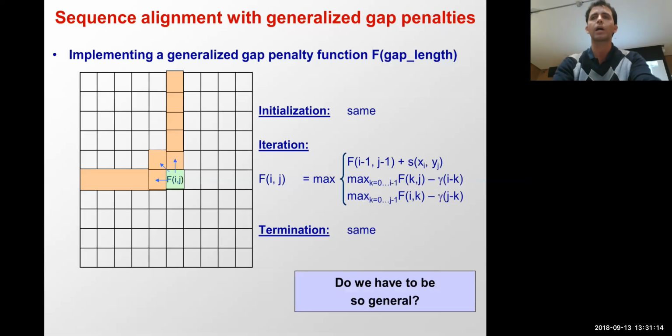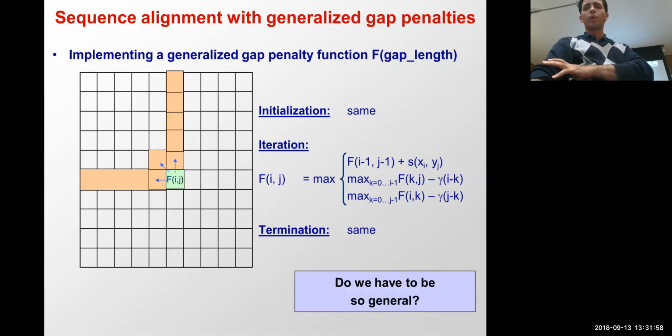So this now has changed the running time to what? I still fill up n squared entries, but for every one of these entries, now I don't have a constant time algorithm. What do I have? Linear. So that basically makes it n cubed. Okay? So basically, I can code up a generalized gap penalty function by paying an extra order of growth. Okay? But then we don't have to be so general.